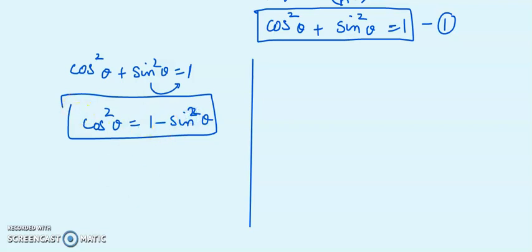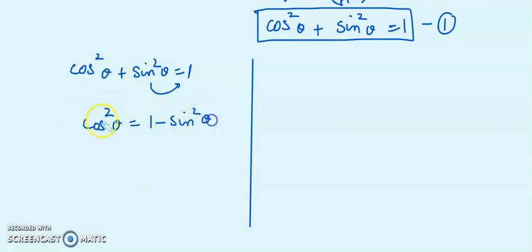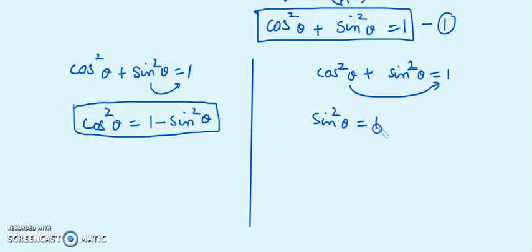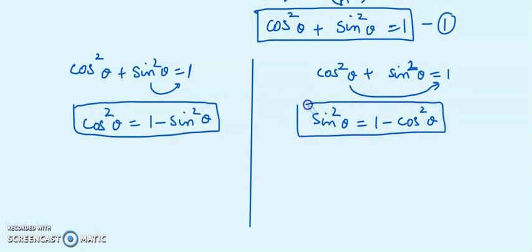Similarly, I can say that I want to shift the cos square theta to the other side. Right? So let me write it again. So cos square theta plus sine square theta equals 1. So I'm shifting the cos square theta to the right. So I'll get sine square theta equal to 1 minus cos square theta. Now, on both sides the cos and sine are in squares. So if I want to take the square root, the square root on the left will give me cos theta, and the square root on the right will give me the square root of 1 minus sine square theta. Right?